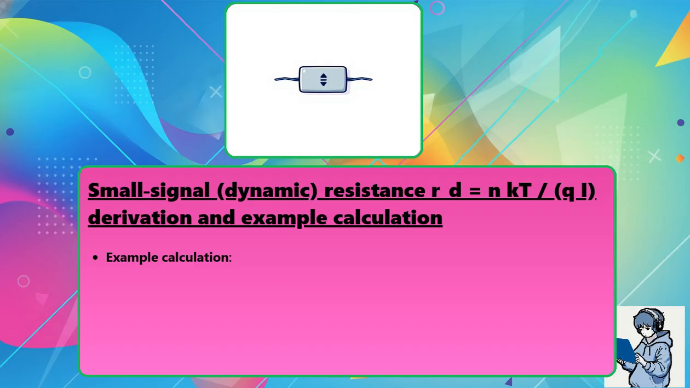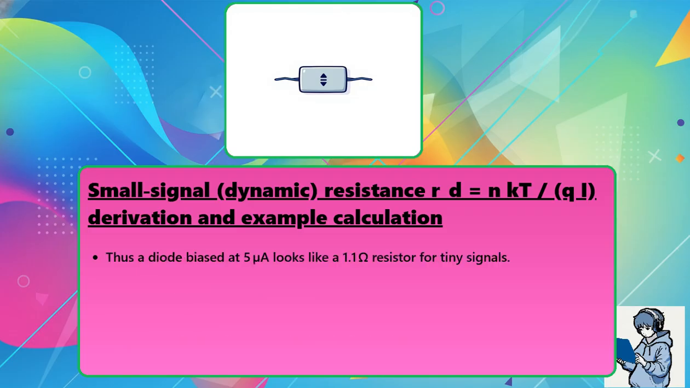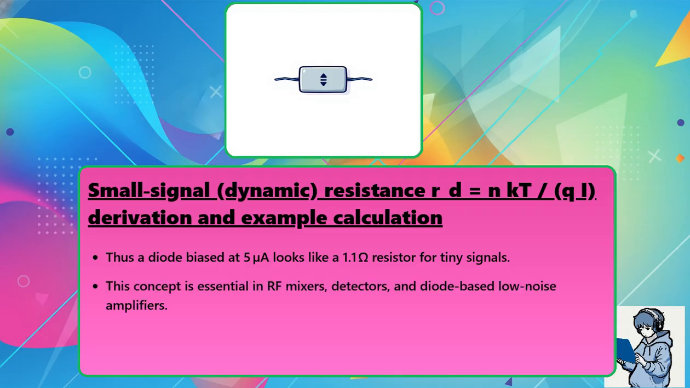Example calculation. Given I_0 equals 5 microamps, n equals 1.1, temperature equals 300 Kelvin. kT/q approximately equals 25.85 millivolts. R_D equals 1.1 times 25.85 millivolts divided by 5 microamps, equals 28.4 millivolts over 5 microamps, approximately 1.14 ohms. Thus, a diode biased at 5 microamps looks like a 1.1 ohm resistor for tiny signals. This concept is essential in RF mixers, detectors, and diode-based low-noise amplifiers.